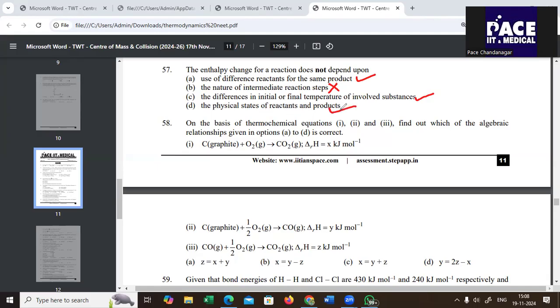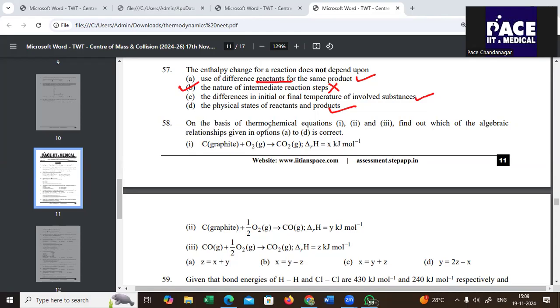Physical states of the reactants and products also matter for the enthalpy. Different reactants used for getting the same product also matter for the enthalpy, because whatever we are using has to be broken down to make up the other. So whatever reactants you are using will matter a lot. The only thing that is not going to matter is the nature of the intermediate reaction steps. Whatever the reaction steps, your physical states and all matter a lot.